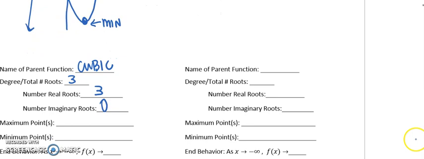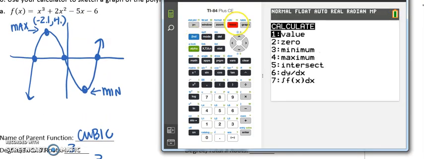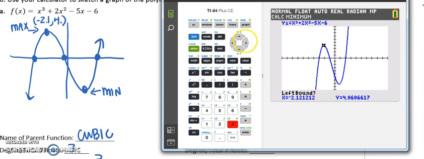Let's write that down here also. Negative 2.1, comma, 4.1 is our max. Let's look at our min. So on the calculator, we go second calc, we do minimum, and then we're going to go over here to the minimum, put our cursor on it, and then we're going to pause there for a brief moment. And then we're going to go a little to the left and hit enter, and then we're going to go back to the minimum, and we're going to pause there for a brief moment, and then we're going to go a little to the right of it and hit enter. And then we hit enter on guess.